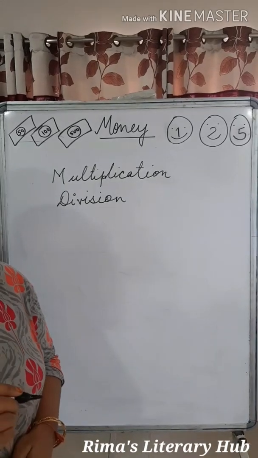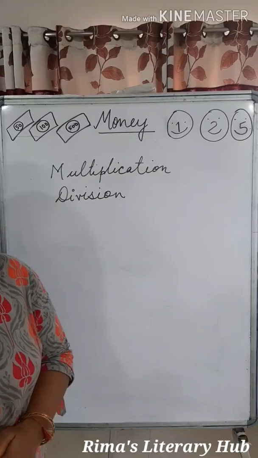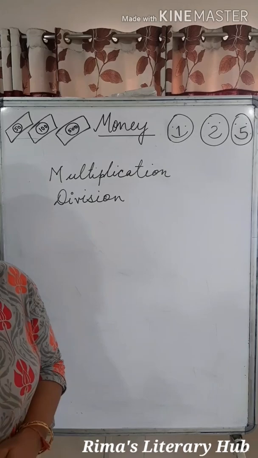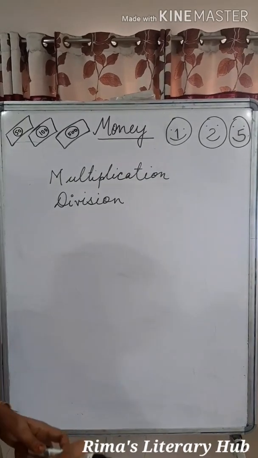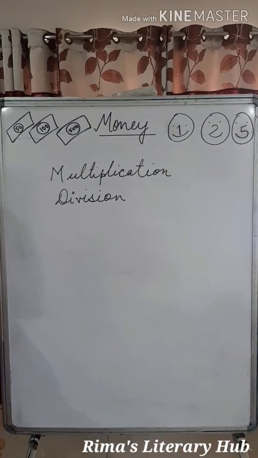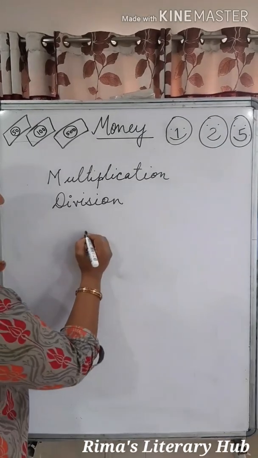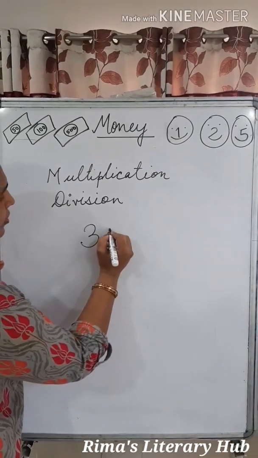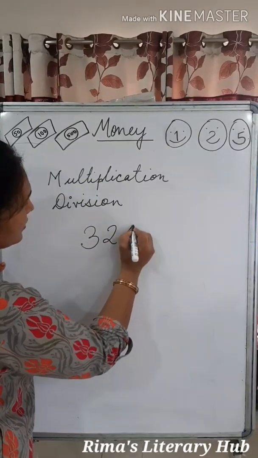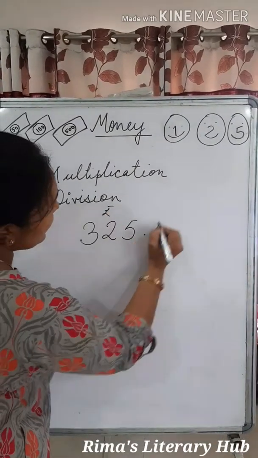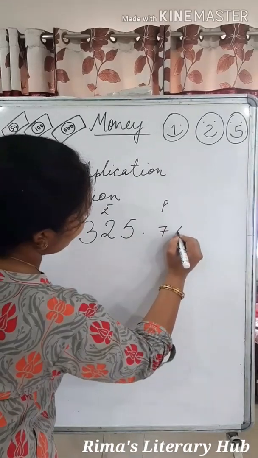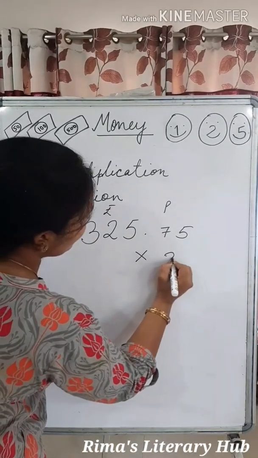The only thing you have to remember is to put the point to separate the money part from the paise part. Now the rupee part and the paise part, you know the relationship is 100. According to that, you are going to put the point. Let's take an example for multiplication. 325 rupees 75 paise multiplied by 3.